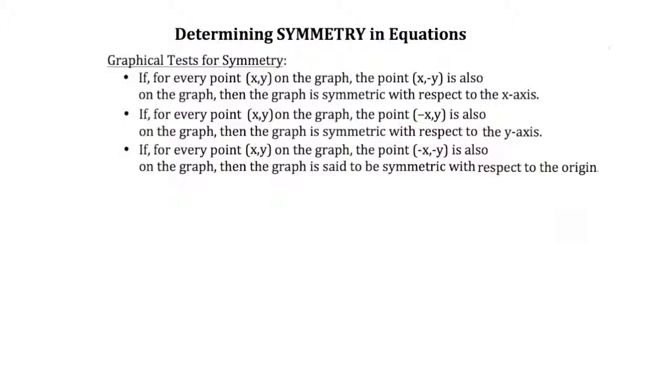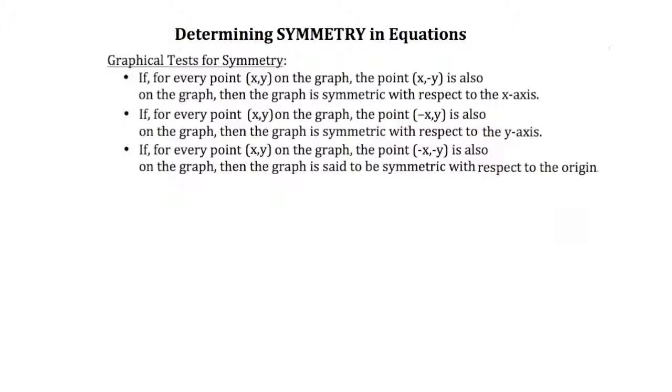Symmetry with respect to the x-axis simply means that if the Cartesian plane were folded along the x-axis, the portion above the x-axis would coincide with the portion below the x-axis. Symmetry with respect to the y-axis or the origin can be described in a similar manner. There are three graphical tests for symmetry.